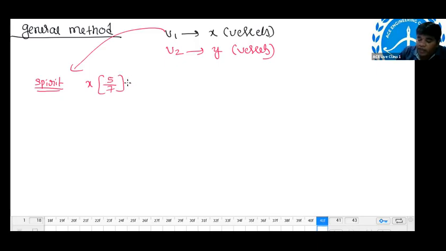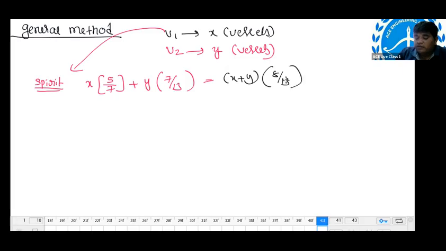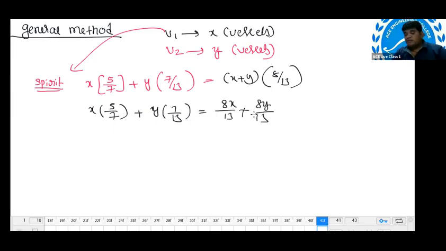5/7. Second, Y vessels, 7/13. After mixing, how many vessels do you have? In the X plus Y vessels, spirit quantity is 8/13. Completed the setup, now simplify. X into 5/7 plus Y into 7/13 equals 8x/13 plus 8y/13.